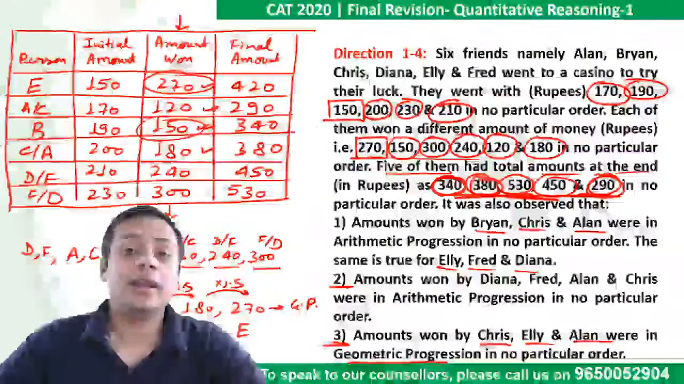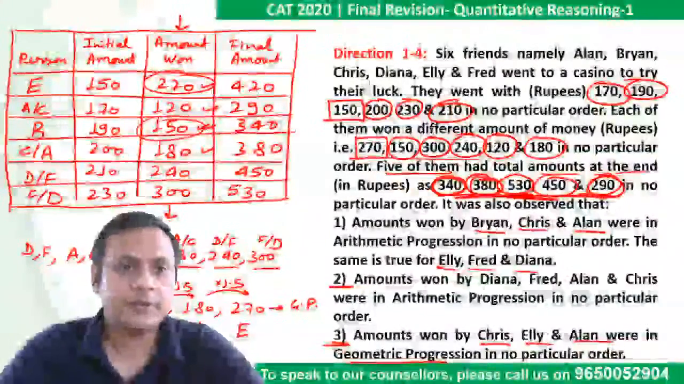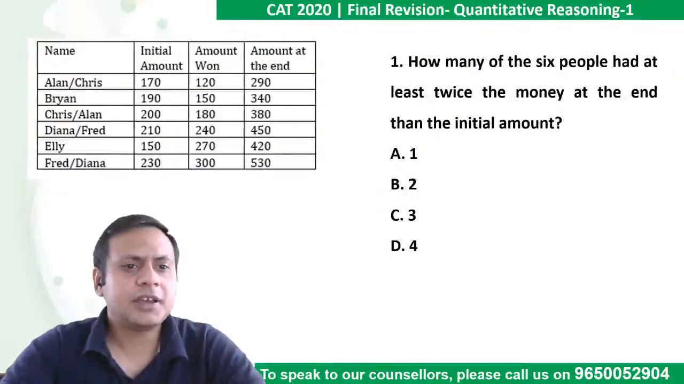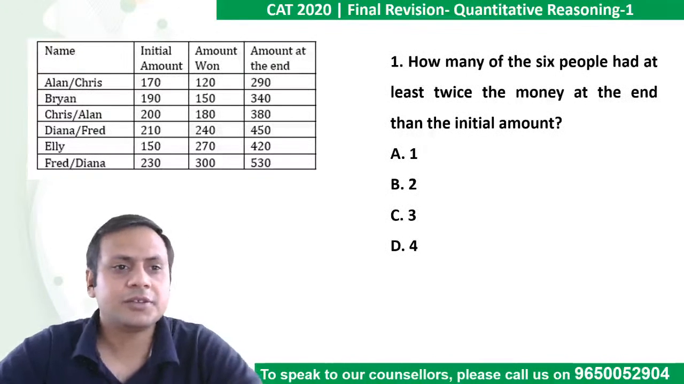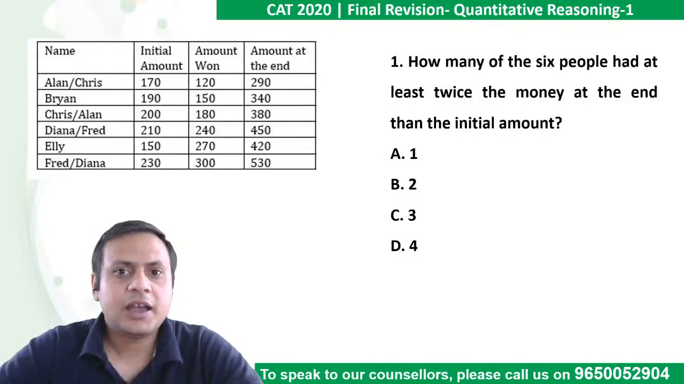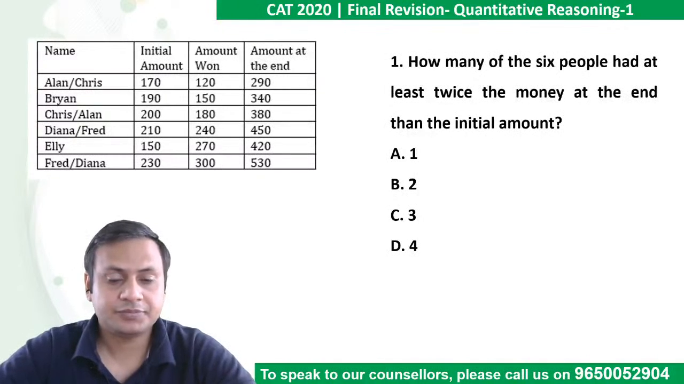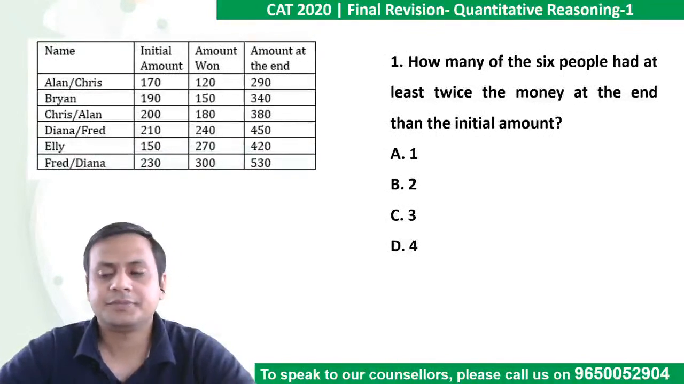Now, let's move forward and have a look at our first question. This was our solution. The order is changed, but this was our solution. So question number 1 is: how many of the 6 people had at least twice the money at the end than the initial amounts? At least twice. Think about it.